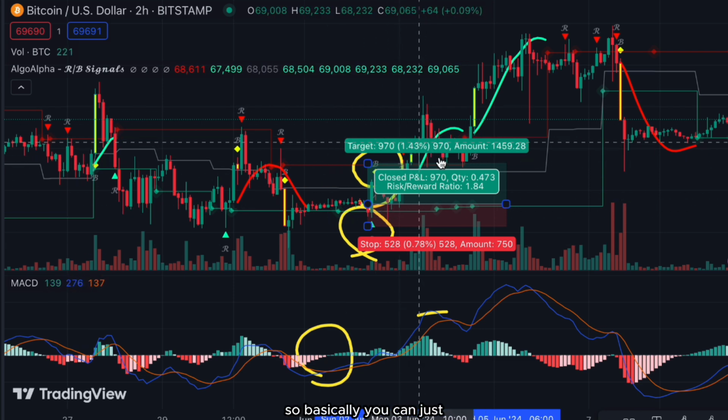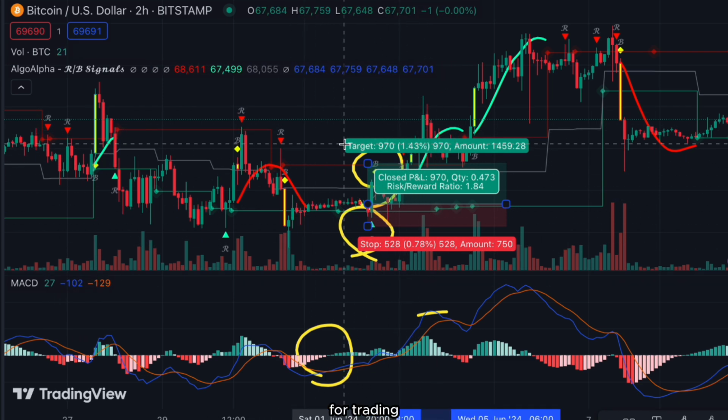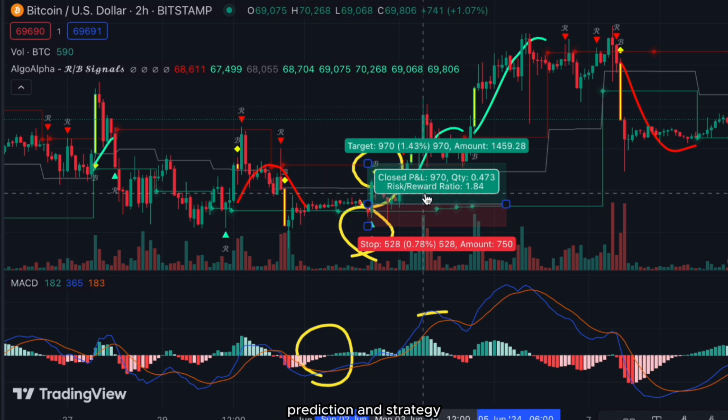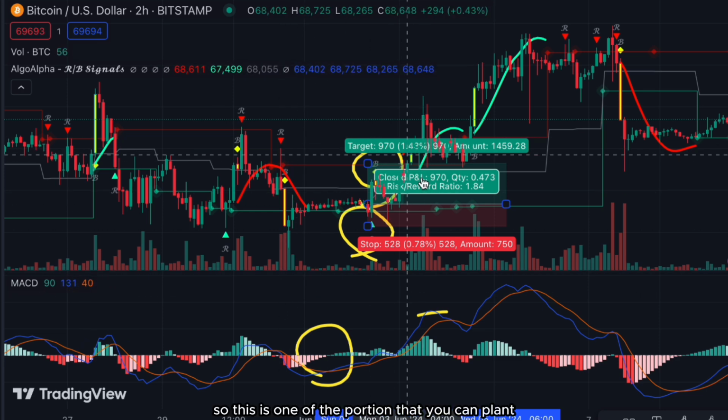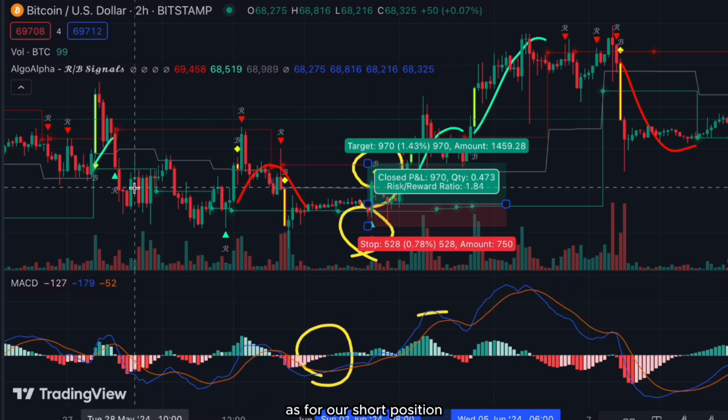So basically you can just use this indicator to plan any short-term momentum for trading, and make sure that you are disciplined for any risk reward projection and strategy. As you already plan for your strategy, make sure that you optimize your strategy before you start any trade. So this is one of the positions that you can plan, and we'll find out another position for our short position.